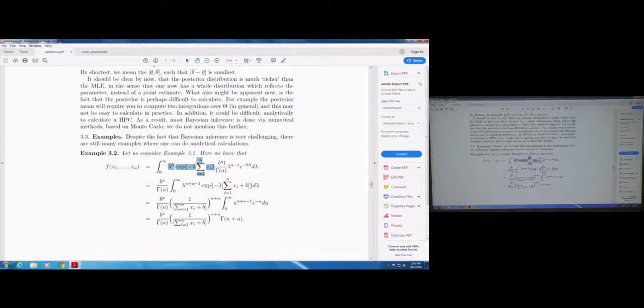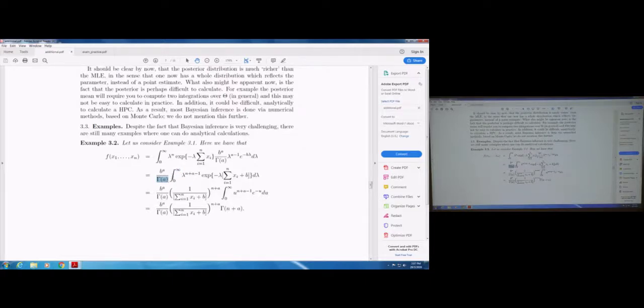This integral is pretty straightforward. You just take out all the constants, and that's what we've done here. b to the a over this gamma function, which is the integral from 0 to infinity of x to the a minus 1 e to the minus x. And then this is what you're left with, with respect to lambda.